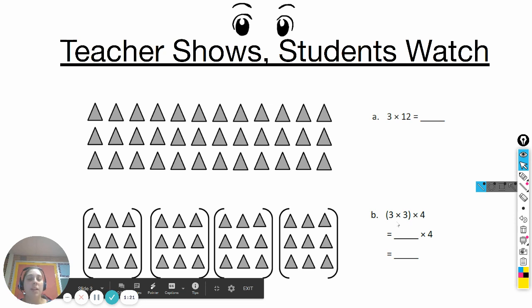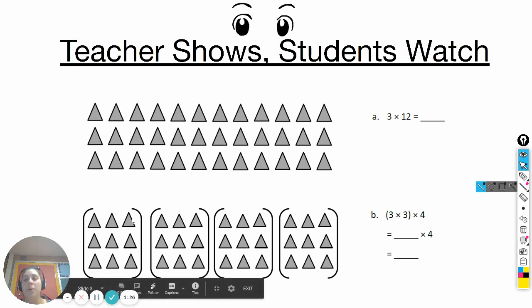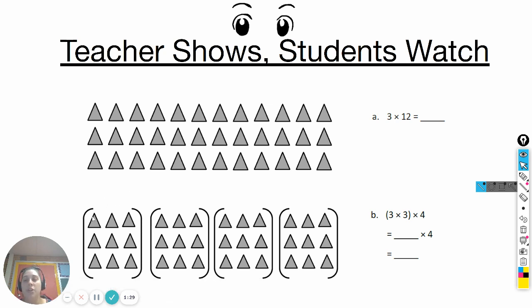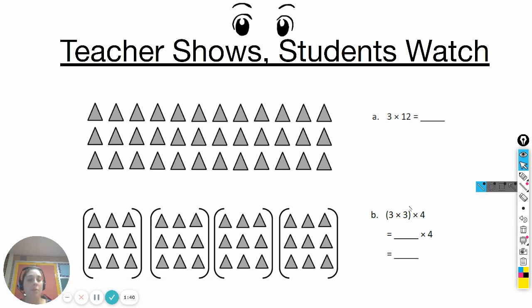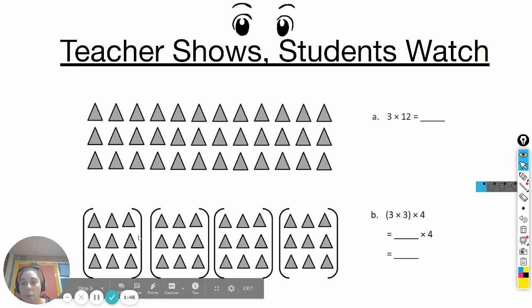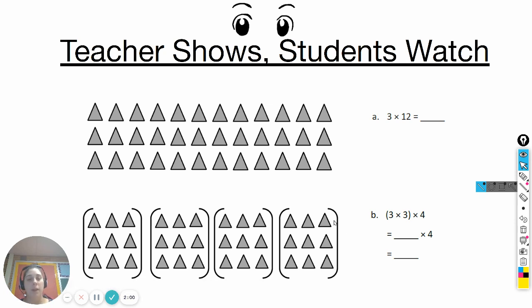Over here you see they have 3 times 3 times 4. So 3 times 3 is what you see inside the parentheses, these giant parentheses, which is 3 rows, 1, 2, 3, with 3 in each row. 1, 2, 3. Okay, so inside parentheses, we have 3 rows of 3, and we had to do that 4 times. So you'll see there's 1 3 by 3, 2 3 by 3s, 3 3 by 3s, and 4 3 by 3s. Okay, so there's 4 arrays that are 3 rows of 3.